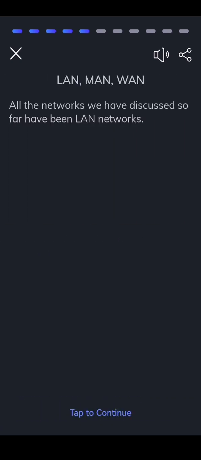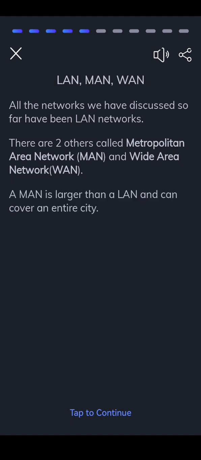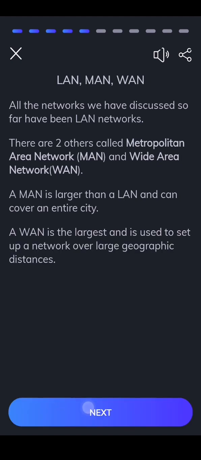All the networks we have discussed so far have been LAN networks. There are two others called Metropolitan Area Network, MAN, and Wide Area Network, WAN. A MAN is larger than a LAN and can cover an entire city. A WAN is the largest and is used to set up a network over large geographic distances.